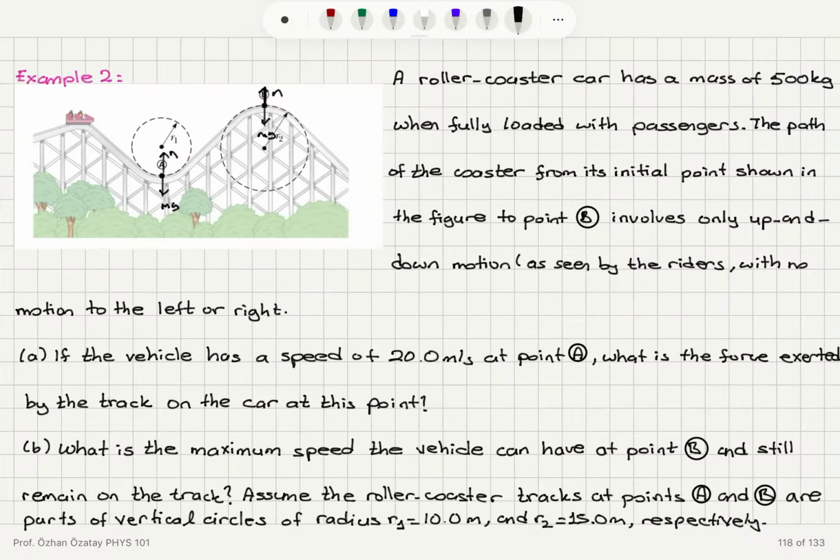Okay, so by analyzing the free body diagram at point A and point B, we were able to determine the force exerted by the track at point A and the maximum speed we can have, so that we won't fly away like this. Instead, we're going to stay on the track, and that maximum speed corresponds to the point at which the normal force exerted by the track would be 0. Okay. Now let's move on to another example.